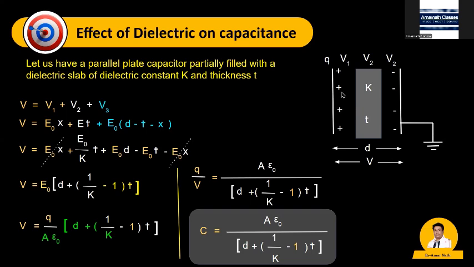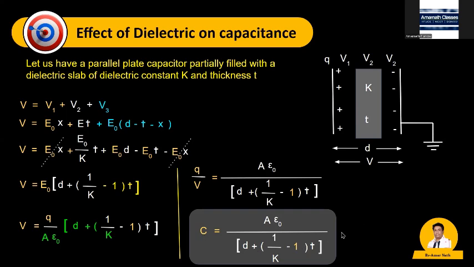Now you can see here, this is also a capacitor only. You can say it is C1. This is also a capacitor, this is C2. This is also a capacitor, this is C3. All C1, C2, C3 are in series. So 1 by C equal to 1 by C1 plus 1 by C2 plus 1 by C3. Like that also you are going to get the same answer. You can try it as homework. Now this is the final answer.